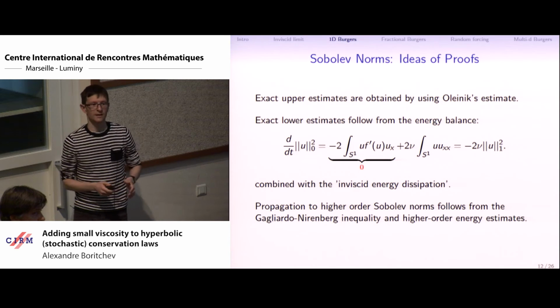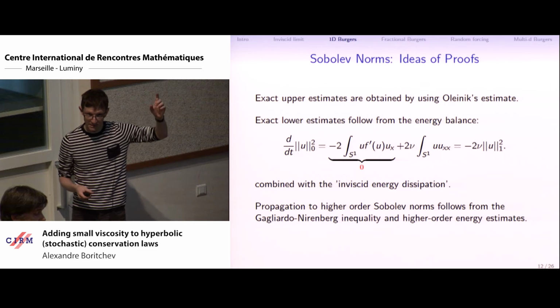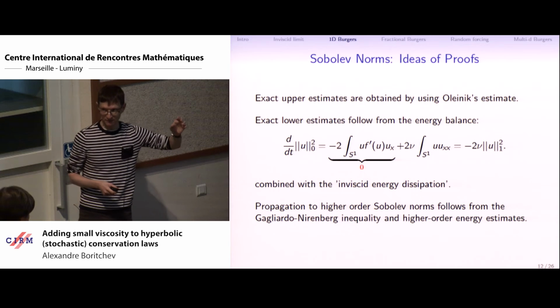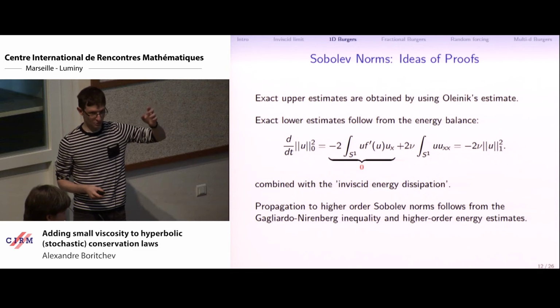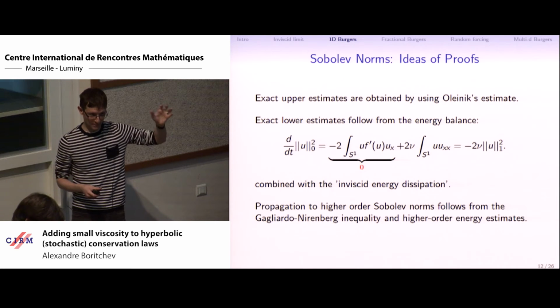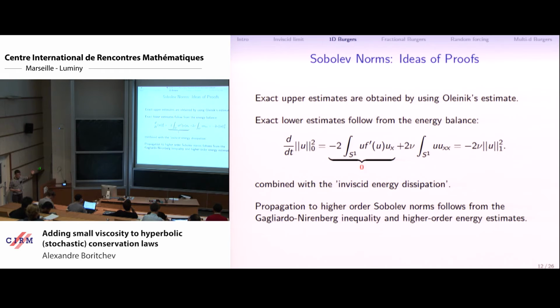And then you use the Gagliardo-Nirenberg inequalities. One lower estimate and one upper estimate is enough to use Gagliardo-Nirenberg, and for the lower estimates to propagate up the scale to higher order spatial derivatives.